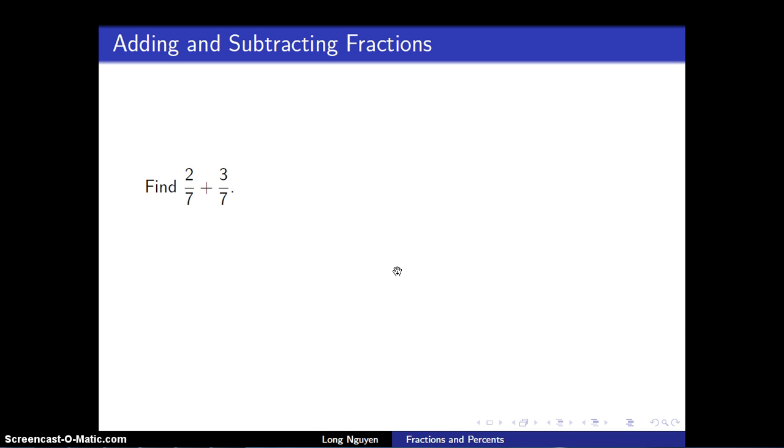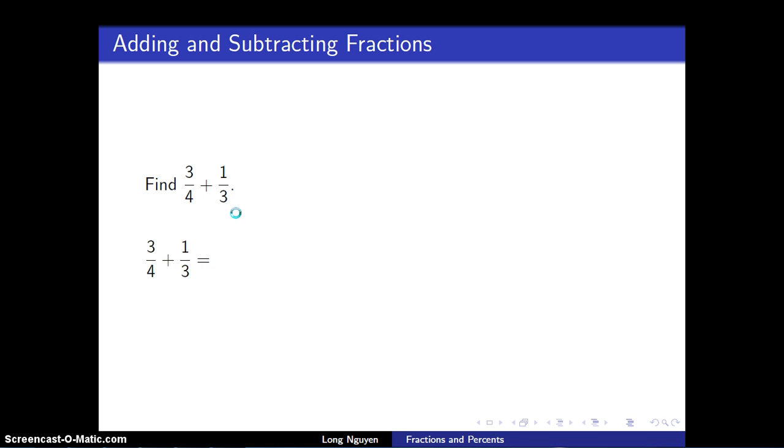Adding and subtracting fractions. Suppose we have two fractions that have the same common denominator, then adding and subtracting is very easy. All you have to do is add straight across and keep the denominator the same. Similarly for subtraction. Now what if I have a problem that has different denominators? In that case, we have to find the least common multiple between the two denominators.